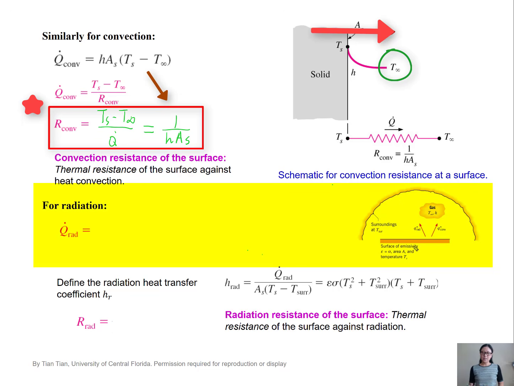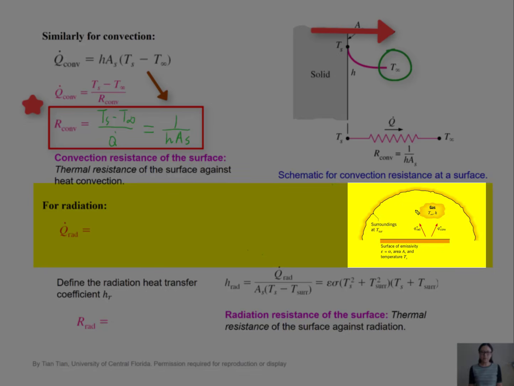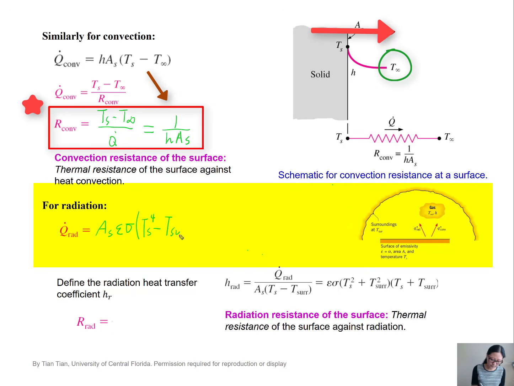As for radiation, in chapter 1, we derived the net rate of radiation between a surface of emissivity epsilon and area As at temperature Ts and the surrounding surfaces at some average temperature T surroundings, as expressed as, note this is sigma, the Stefan-Boltzmann constant.